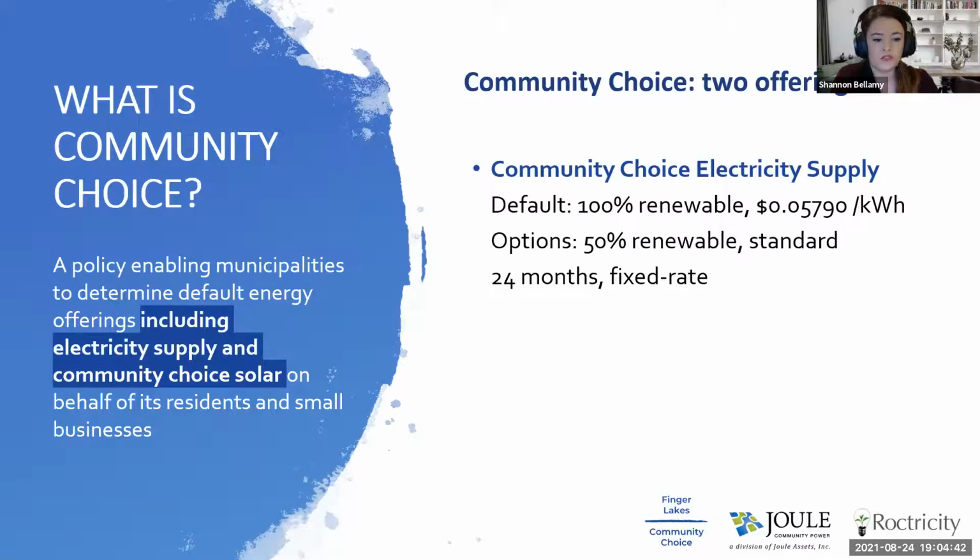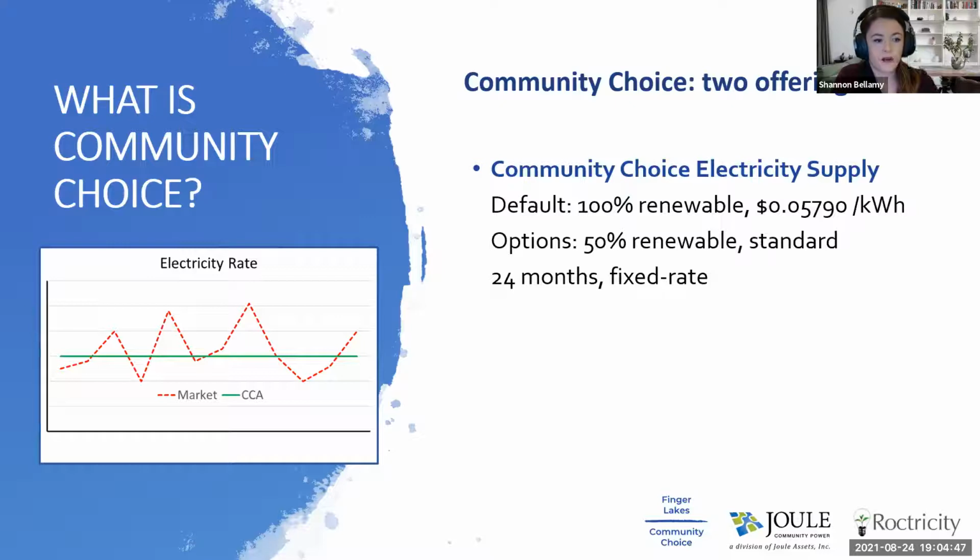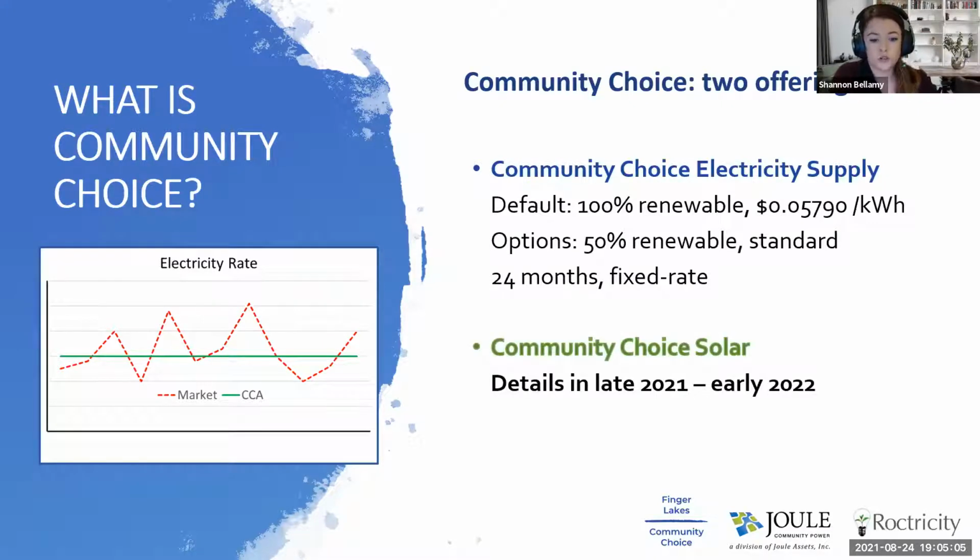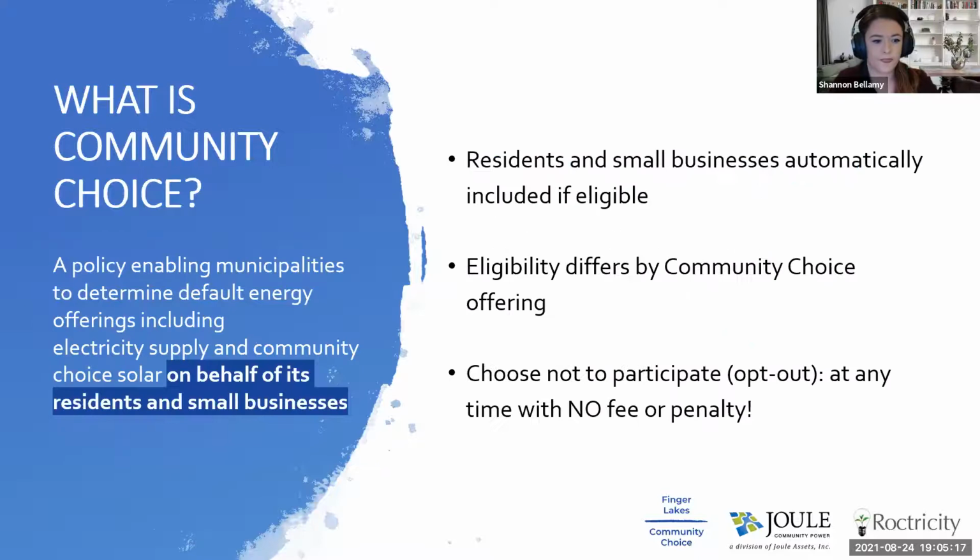With the community choice electricity supply, these were the offers that were presented earlier with the new program. The benefit is that as the electricity market fluctuates, there are different prices for electricity. The benefit of community choice participation is that you receive a fixed rate, so you avoid some of that market variability, as you can see on the diagram on the left. The new community choice solar will offer a guaranteed savings, and the exact details of that program will be coming in either late 2021 or early 2022. So those are the two different offerings and the rates we know right now.